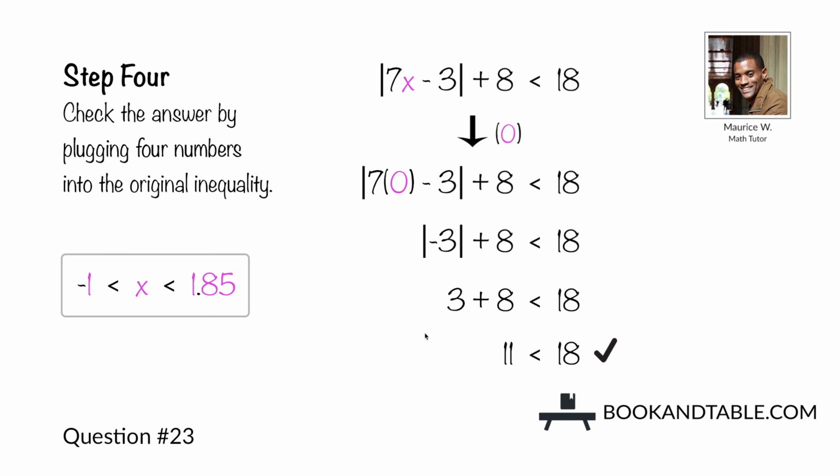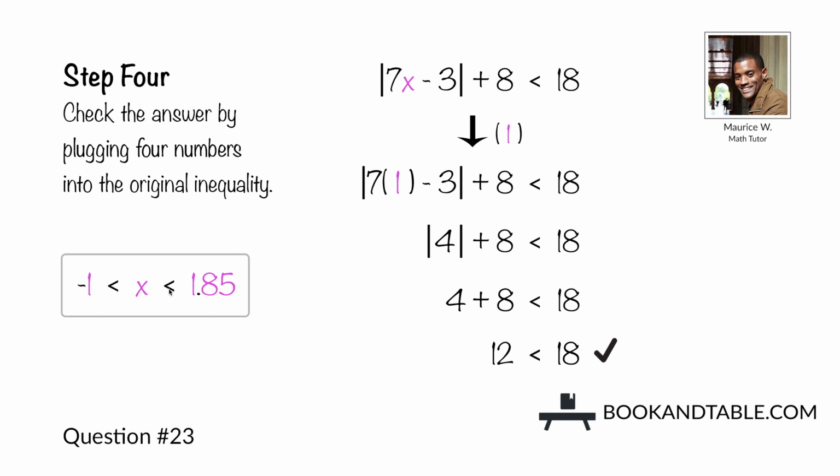When we plug in 0 for x, 7 times 0 is 0. 0 minus 3 is -3. The absolute value of -3 is 3. 3 plus 8 is 11, leaving you with the true statement, 11 is less than 18. So those show that this end of our answer is correct. Now let's test this end of our answer.